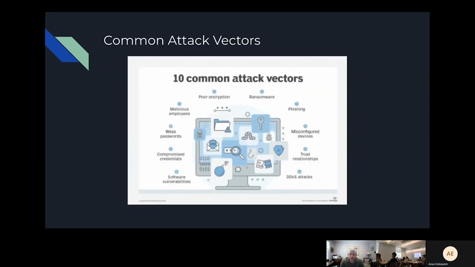Ariane, can you jump back there for a second, explain to everybody what misconfigured devices might be, give an example, and also trust relationships?